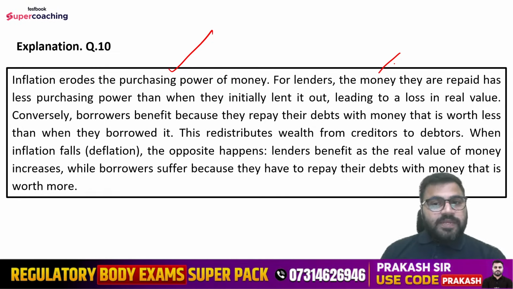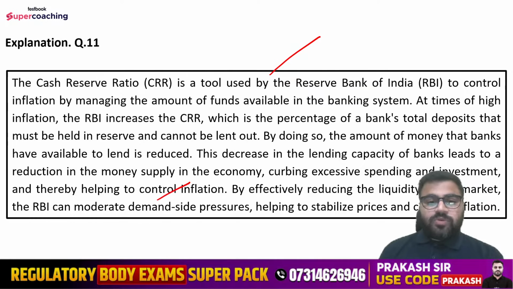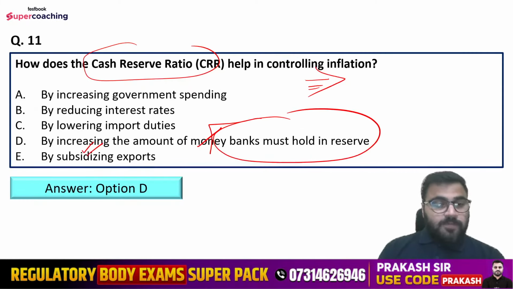At times of high inflation, the RBI increases the CRR, which is the percentage of a bank's total deposits that must be held in reserve and cannot be lent out. By doing so, the amount of money that banks have available to lend is reduced. This decrease in the lending capacity of banks leads to a reduction in the money supply in the economy, curbing excessive spending and investment, and thereby helping to control inflation. By effectively reducing the liquidity in the market, the RBI can moderate demand side pressures, helping to stabilize prices and controls, right? So option number D is the right answer.